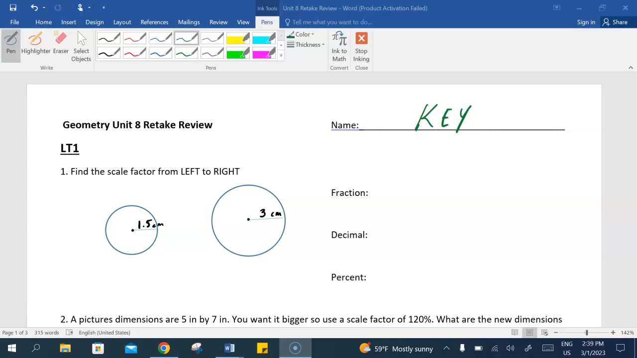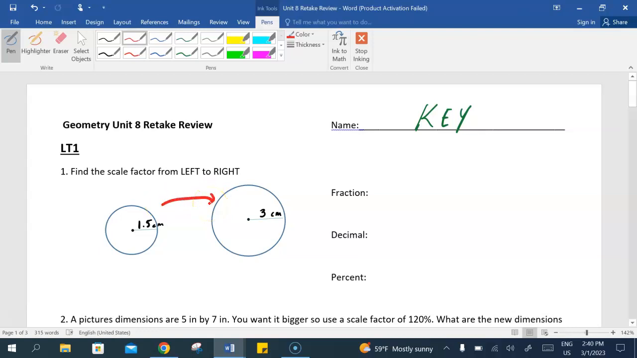Okay, so learning target 1 was on scale factors. Remember, scale factor is like a multiple of thing. Am I changing the image by multiplying by something smaller than 1 or bigger than 1? And if you're multiplying it by something bigger than 1, then your image is going to get bigger. It's going to enlarge. And if you're multiplying by a number smaller than 1, then your image is going to get smaller, right? So for number 1, it says what is the scale factor from left to right?